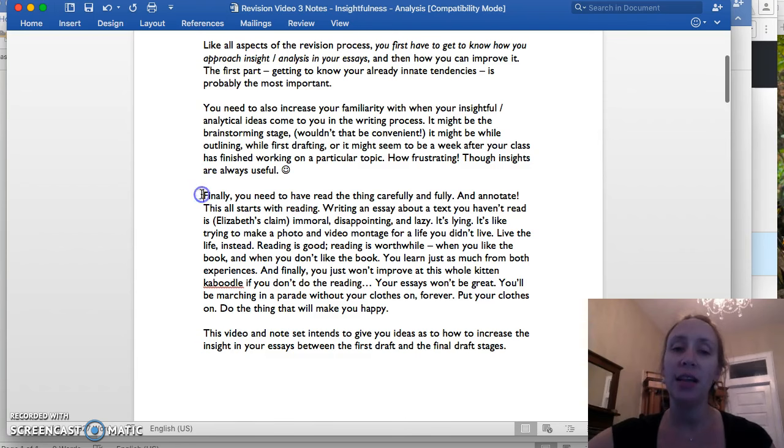And then finally, you need to read the thing, whatever you're writing about, the text, carefully and fully, and annotate as you're reading, take notes as you're reading. Anything good you can do about a topic has to start with the reading about it. Writing an essay about a text that you haven't read, and this is my claim, and I mean it sort of gently, but sort of not, writing an essay about a text you haven't read is immoral, disappointing, and lazy.